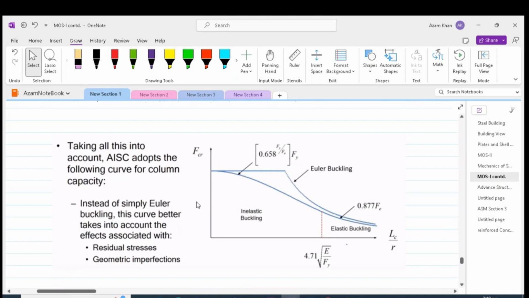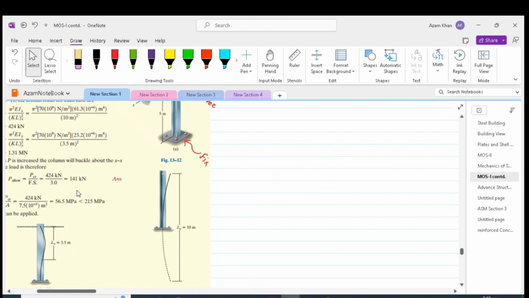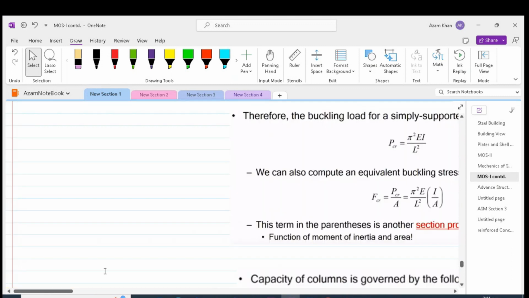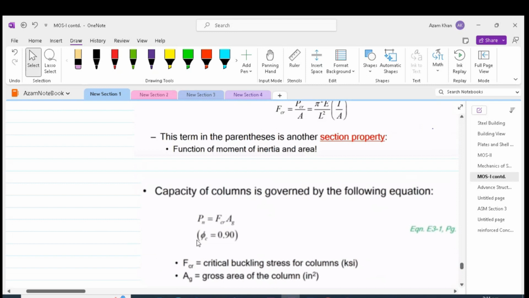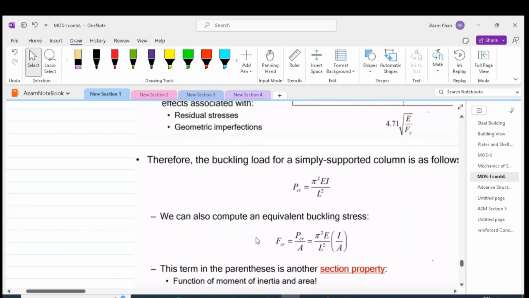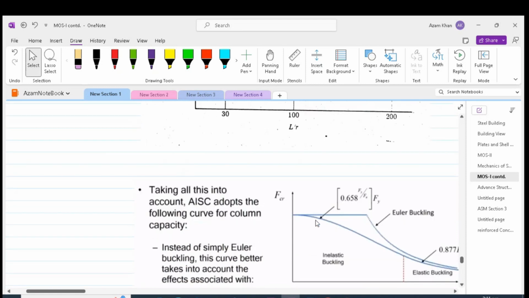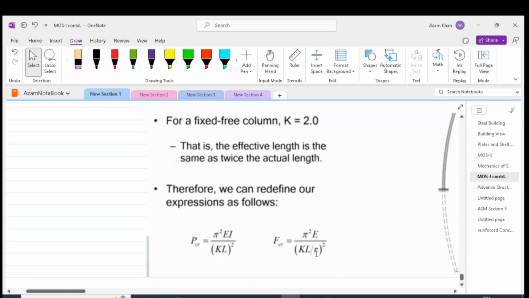Now let us see what these variables are. P critical is the Euler buckling load. F critical, or critical stress, which we discussed, is P critical by A. This P critical has to be multiplied by some reduction factor. In our example, we divided our critical load by a factor of safety which is greater than 1. The code either asks to divide by a factor of safety or multiply by a factor which is less than 1. These two parts of the code curve are shown over here.